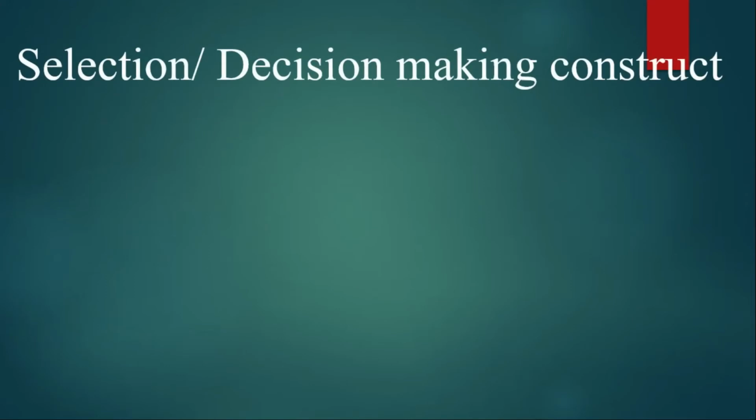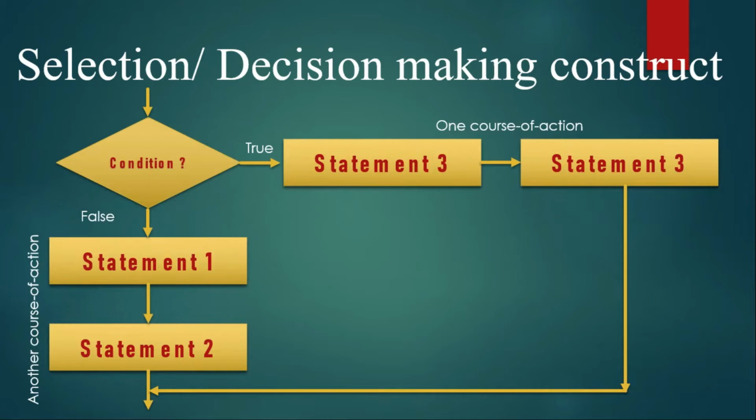The selection construct means the execution of statements depends upon a condition or test. If the condition evaluates to true, one course of action or a particular set of statements is followed. Otherwise, another course of action or a different set of statements is followed. This construct is also called the decision-making construct because it helps in making a decision about which set of statements is to be executed.